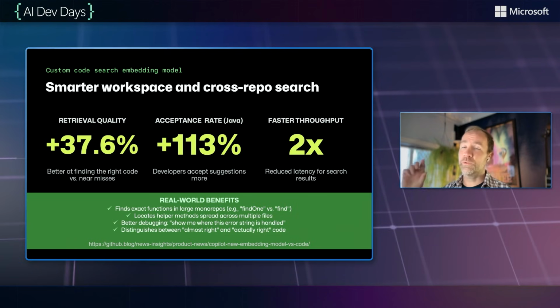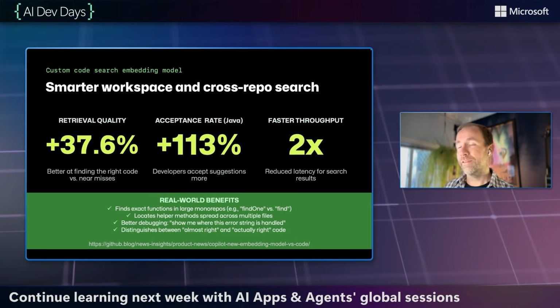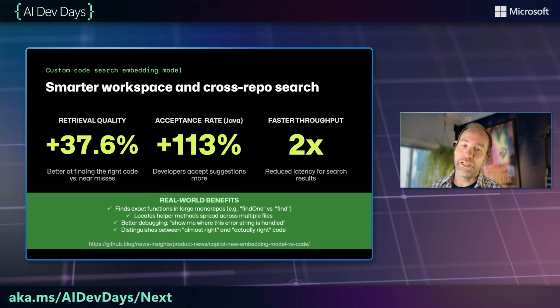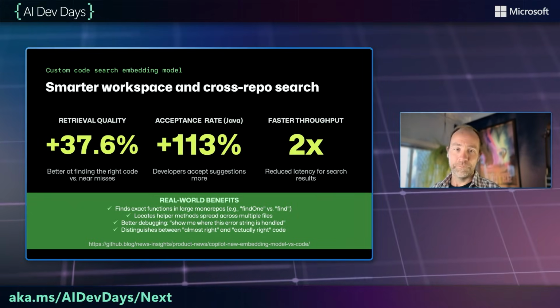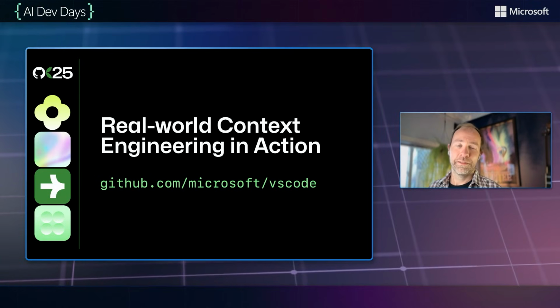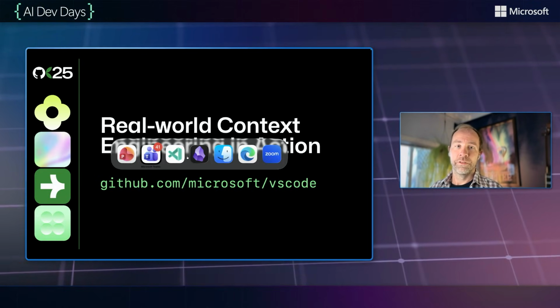Anytime we improve these core context elements in VS Code or on GitHub, this really multiplies across a better experience and higher quality for the agent. So really awesome, that one. So let's look at how VS Code brings this into action for the engineering team.